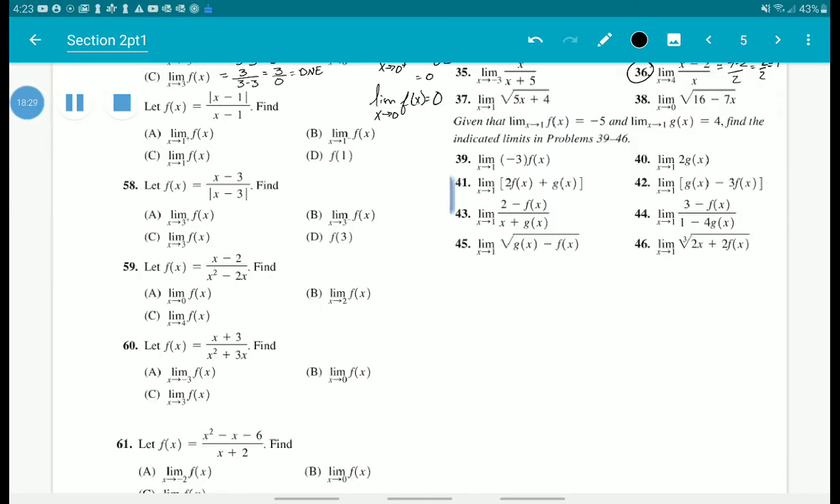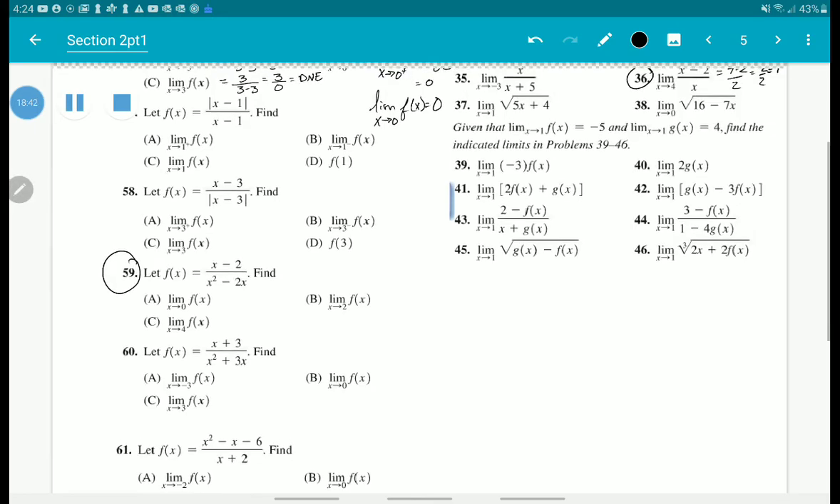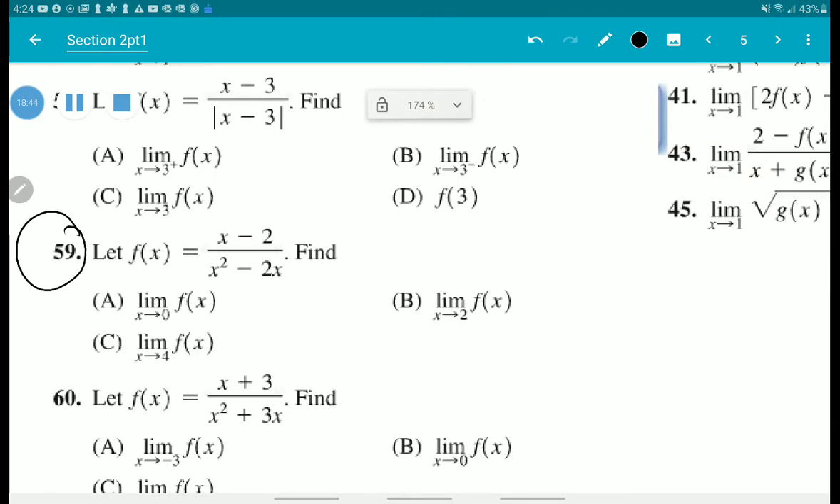Just for fun, I want to do 1 or 2 more of those. Let's look at 59. 59 is asking us to find the limit at 0. So if we plug 0 in, we're going to have 0 minus 2 over 0 minus 0. This is going to be negative 2 over 0. That's undefined, so this limit does not exist.